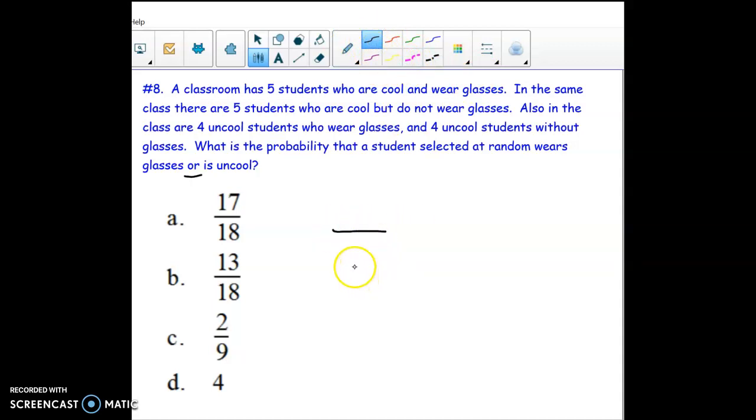So there are, I think, 18 total students here, 5 plus 5 plus 4 plus 4, and they can be either glasses or uncool, right? So I'm just going to go through and say these 5 wear glasses, so they count. These 5 are cool and do not wear glasses, so they don't count. These are uncool and wear glasses, so they count. These are uncool, so they count. So they're uncool or glasses. The ones that are underlined are the ones that count. So add all those up, and that would be 13. So there's a 13 out of 18 chance that they wear glasses or are uncool.